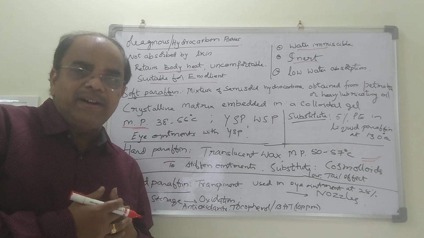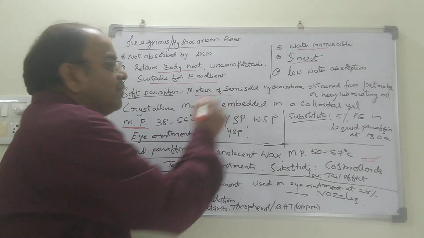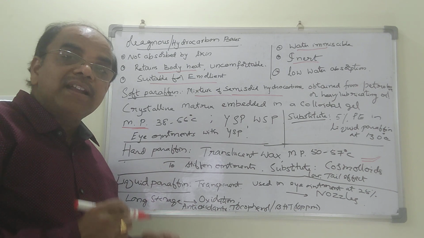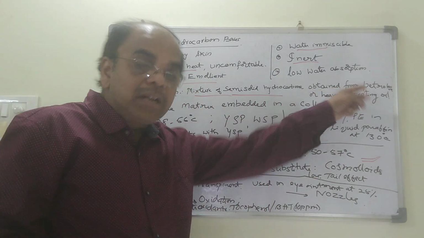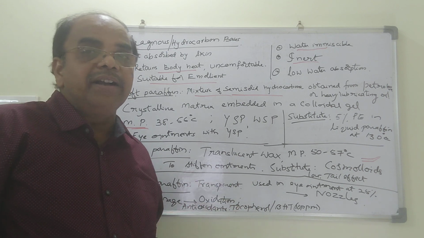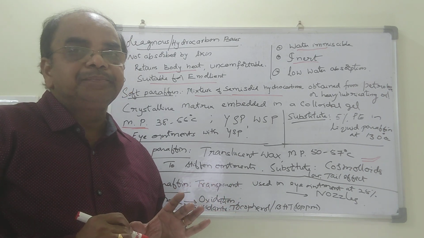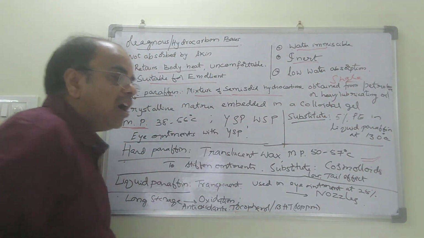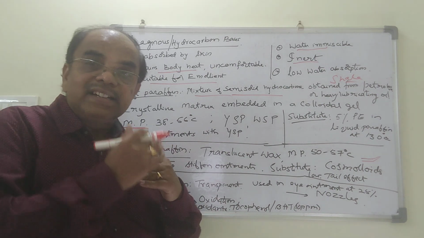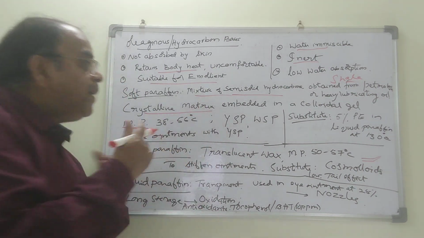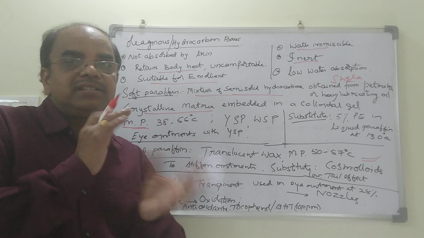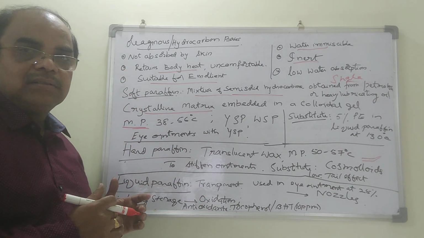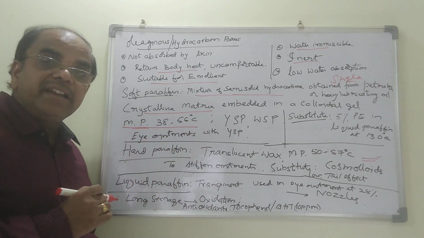First of all, what is soft paraffin? It is a mixture of semi-solid hydrocarbons obtained from petroleum or heavy lubricating oil, like shale oil, right? And it is a crystalline matrix embedded in a colloidal gel. It looks like that, right? Now, soft paraffin, the melting point is 38 to 56.